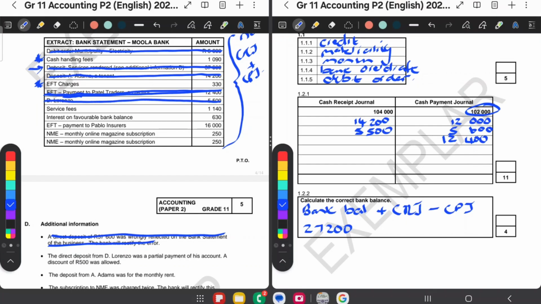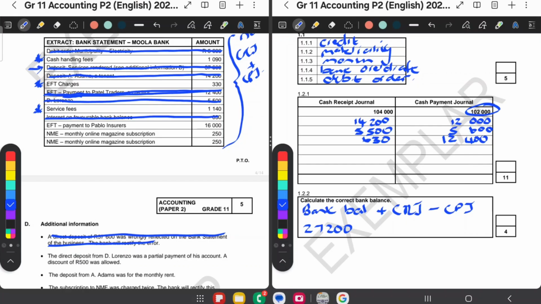Next, we have service fees. Service fees is also bank charges. Then we have interest on a favorable bank balance. Interest is not bank charges. Interest you must show by itself. So if you have interest on a favorable bank balance, it means you received the money because you have a favorable bank balance. And if you receive and we left it out, it goes to the CRJ, 630. Interest. So I'm done with that one.